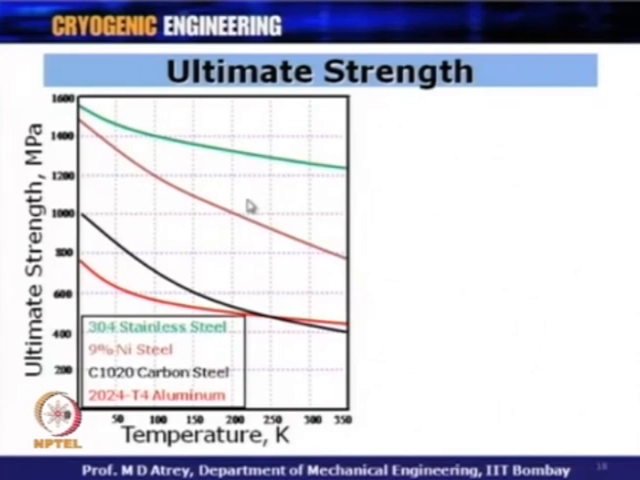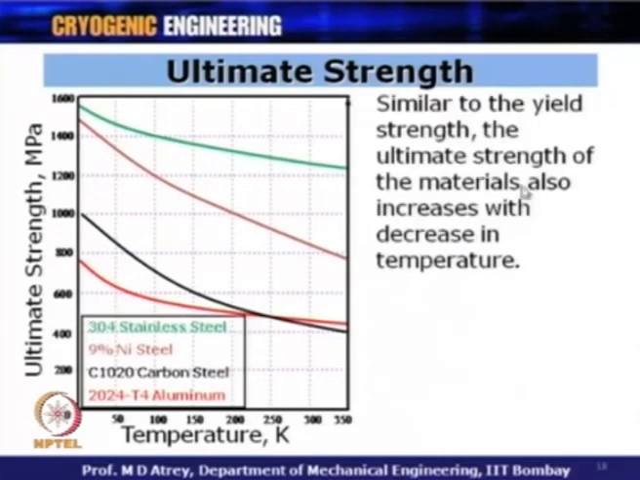So, we can see that in both the cases, the yield strength and the ultimate strength increase as the temperature is lowered. At the same time, we can again see that the stainless steel shows maximum ultimate strength in these four materials, followed by 9% nickel, followed by carbon steel, followed by aluminum, as shown in the order given in this legend. So, again we can conclude, similar to the yield strength, the ultimate strength of the material also increases with decrease in temperature. This is a very important thing.